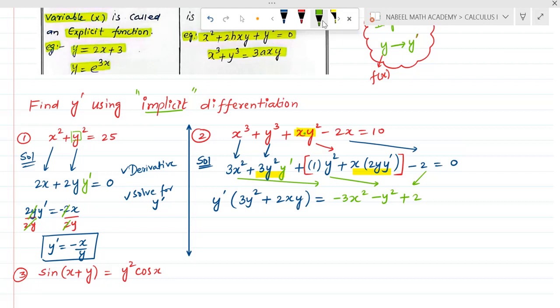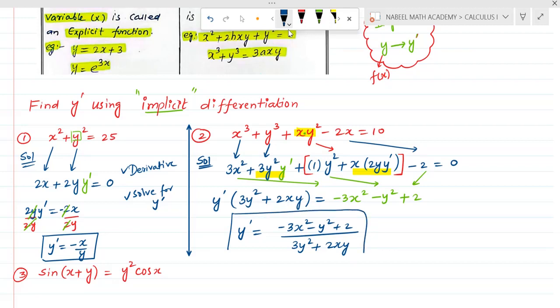Why are we taking this term to the other side? Because in this term you don't have y prime. So the next step I will just divide. So y prime is equal to minus 3x square minus y square plus 2 over 3y square plus 2xy. This is the derivative of the given function by using the product rule. Whenever you have x and y in a product, use the product rule. Whenever x over y is there, use the quotient rule.